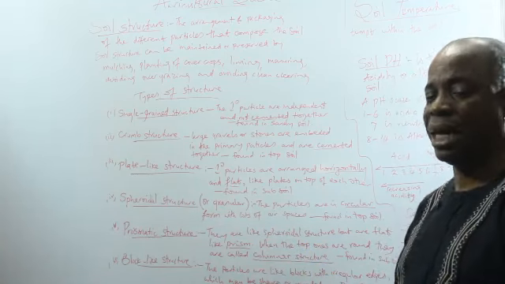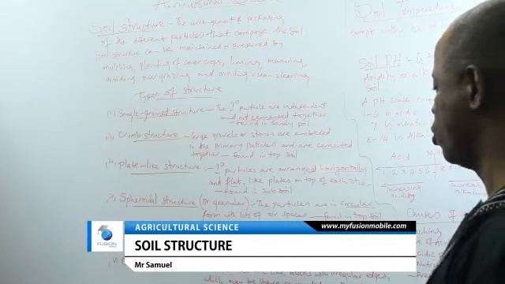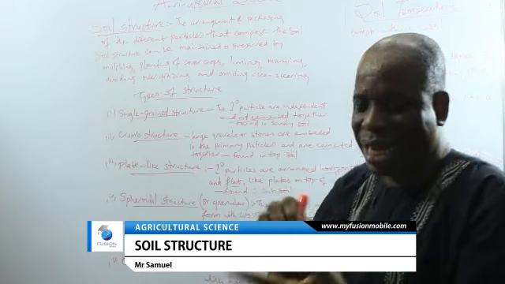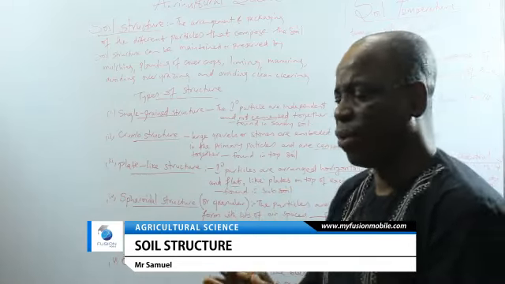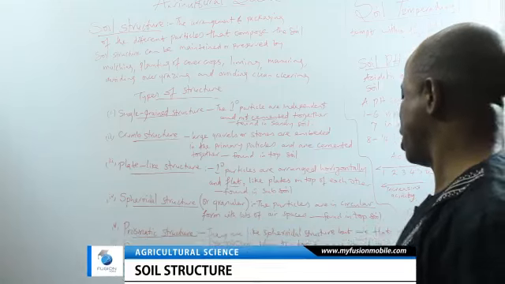Then you have spheroidal structure, which is also called granular, like granules. So the particles are in circular forms. They are like granules, like circular forms. They are embedded together in the primary particles with a lot of air spaces.